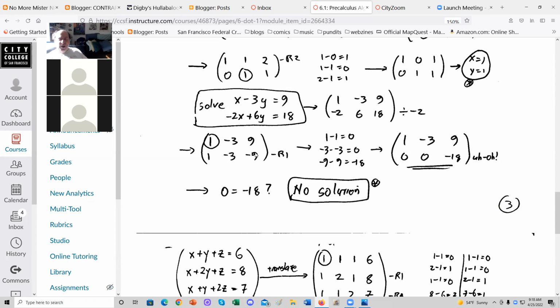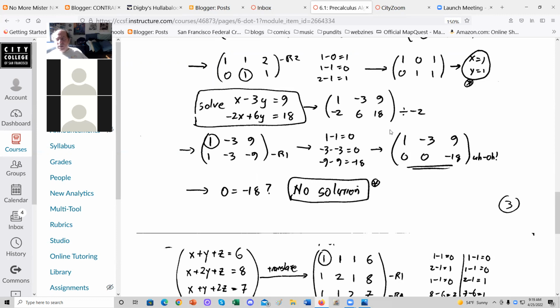This is not going to work out well. I'll pivot on this one by subtracting row 1 from row 2. 1 minus 1 is a 0, goes there. Negative 3 minus negative 3 is a 0, goes there. Negative 9 minus 9 is a negative 18, and negative 18 goes there.